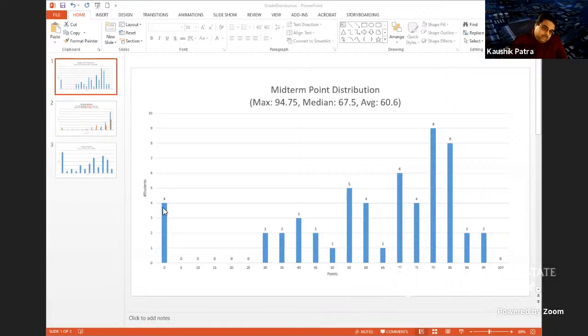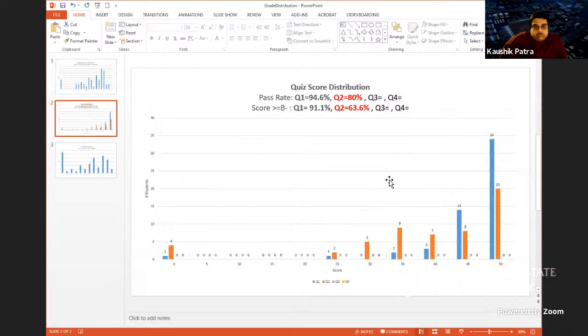I think these people who didn't show up in the exam have given up already, or maybe are planning a late drop. So I won't be worried about them. What is worrisome is your quiz 2 outcome, right? Quiz 2, if you see, the pass rate has dropped from 94 to 80%. I don't know what happened there. It is the same set of questions.